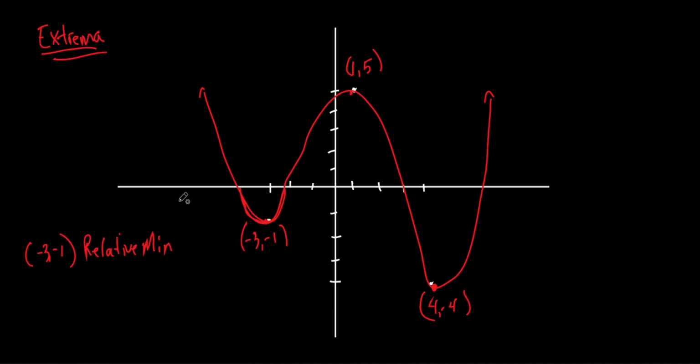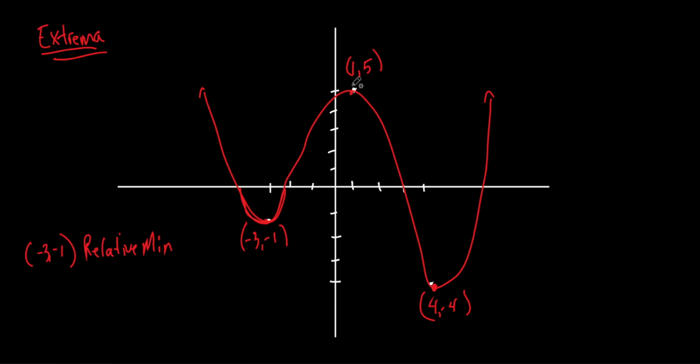Let me see something. I think there's another thing. Oh, okay, I see. I remember that one. All right, so -3, -1 would be a relative minimum. Why is it relative? Why is it not absolute? Yeah, because this bottom one right here would be absolute, wouldn't it? Because it's below this one, so this would be absolute.